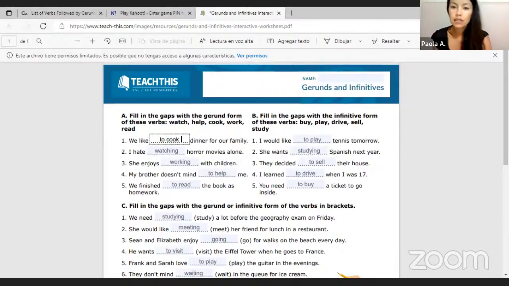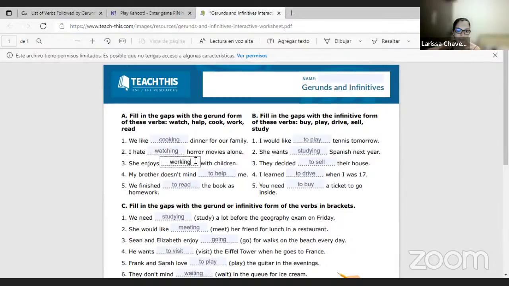No, we like. No, it's just like. So it's cooking. Nice. Okay. Then we have like. Cooking dinner for our family. Excellent. I hate watching horror movies alone. Yes, horror. It sounds like horror, not like hot. I hate watching horror movies alone.